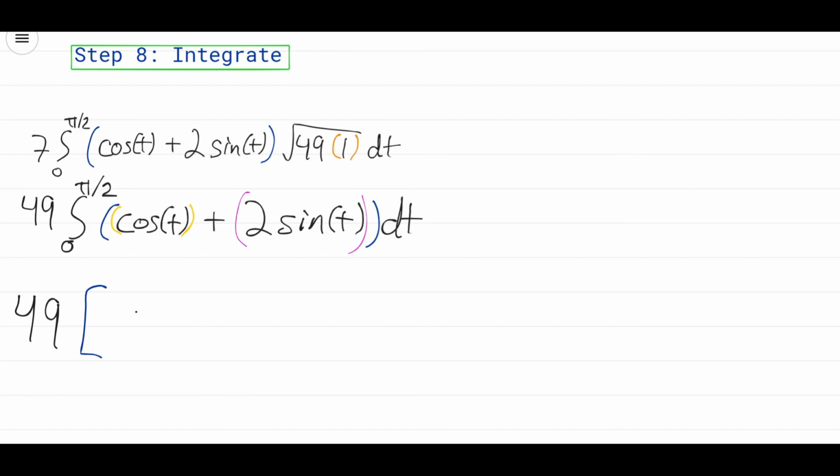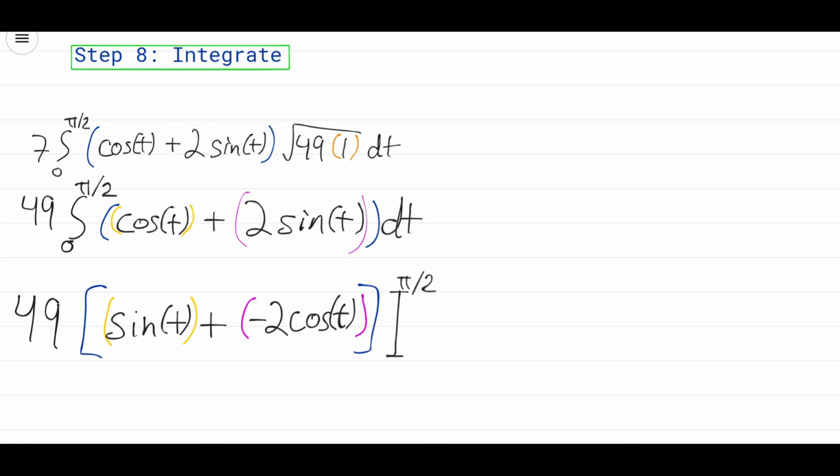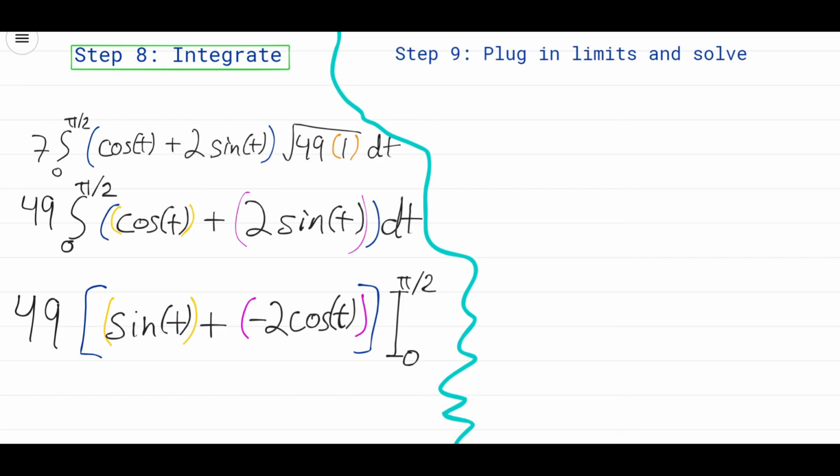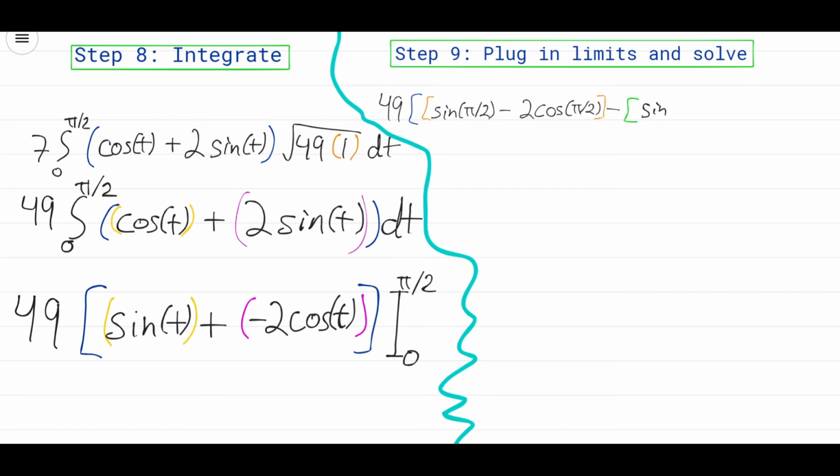So now we're going to integrate each term separately. The integral of cosine of t is sine of t, and the integral of 2 sine of t is negative 2 cosine of t. And this is bounded between pi over 2 and 0. So now for step 9, we're going to plug in the limits and solve this problem. So 49 times sine of pi over 2 minus 2 cosine of pi over 2, minus sine of 0 minus 2 cosine of 0.